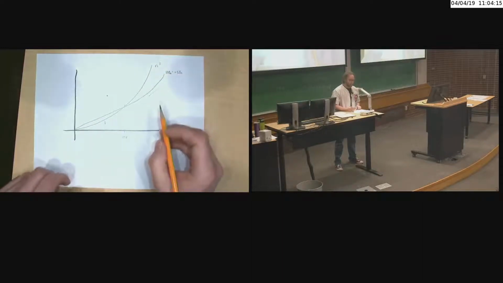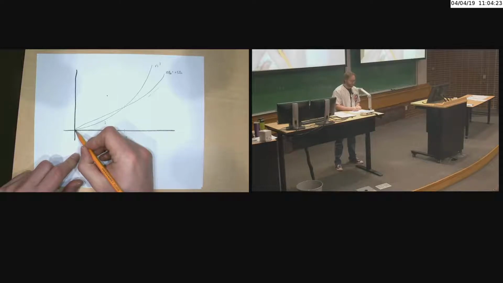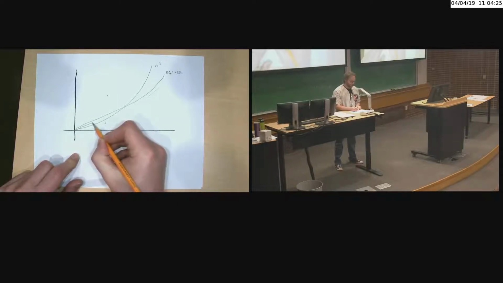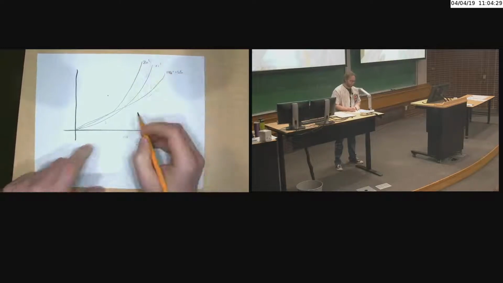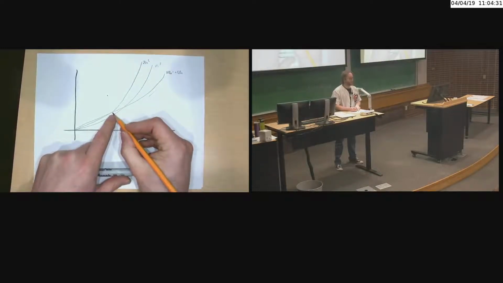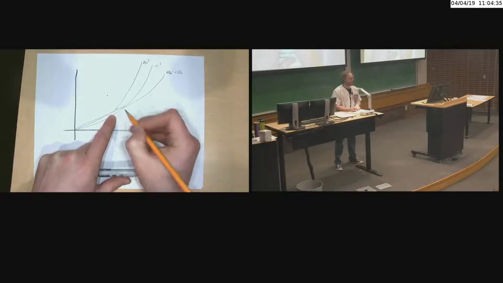Now, what would happen if I multiplied n cubed by 2? So if I went, say, 2n cubed, it would look something like this, right? 2n cubed. What have I done to the crossover point? I've moved the crossover point from here down to here, right?